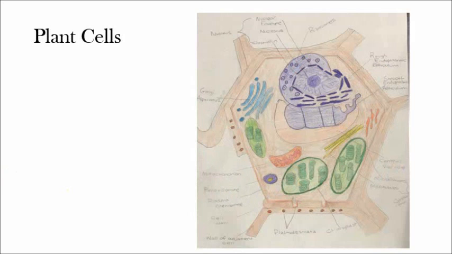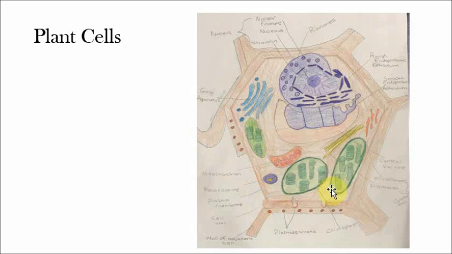Next, we're going to move on to plant cells. Now, plant cells have almost all of these organelles in common, but we're just going to go into the ones that are new, the ones that animals don't have.